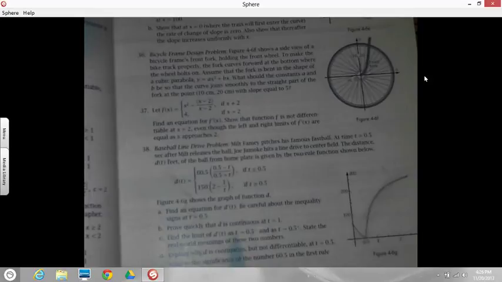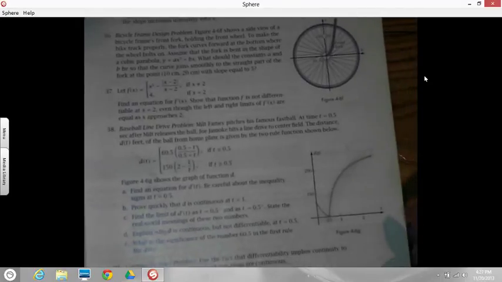All right, 38. Baseball line drive. Milt Famey pitches his famous fastball. At time 0.5 seconds after Milt releases the ball, Joe Jamoke hits a line drive to center field. The distance in feet of the ball from home plate is given by the two rule functions shown below. And I'm going to write this down. And they give you the graph over here.